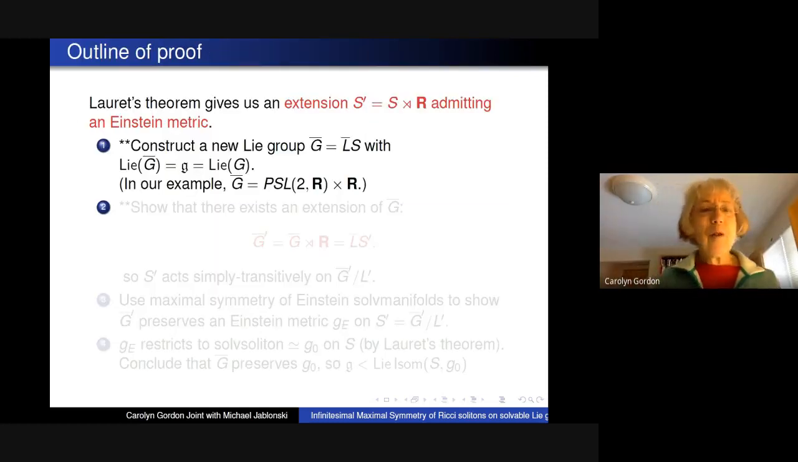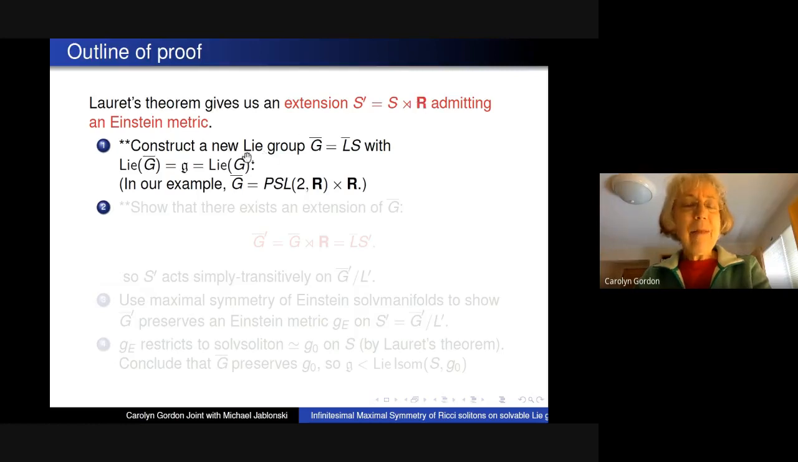So in the background, what's behind the proof is Jorge's theorem saying that we can extend S, since S admits a solve-soliton, there's an extension that admits an Einstein metric.